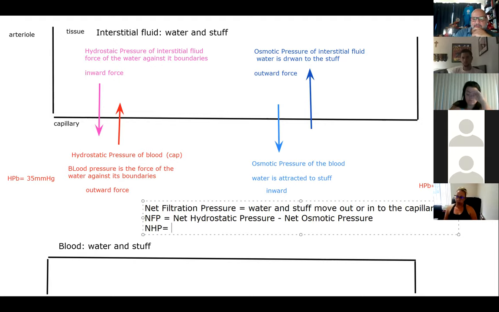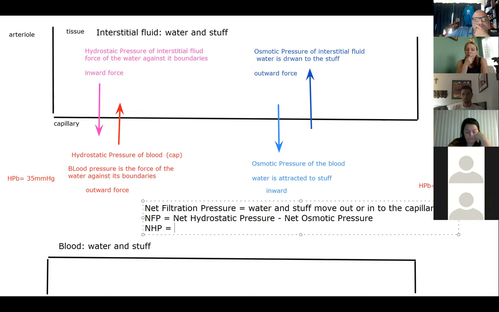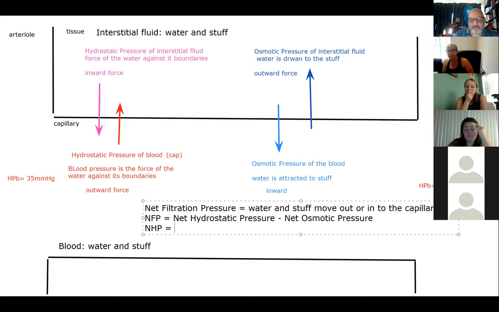And how do you think we would do that? Hydrostatic minus osmotic? Well, no. If I want the net hydrostatic pressure, I need to know the difference between the two hydrostatic pressures. So what we're going to do is take the hydrostatic pressure of the capillary, and from that we are going to subtract the hydrostatic pressure of the interstitial fluid.